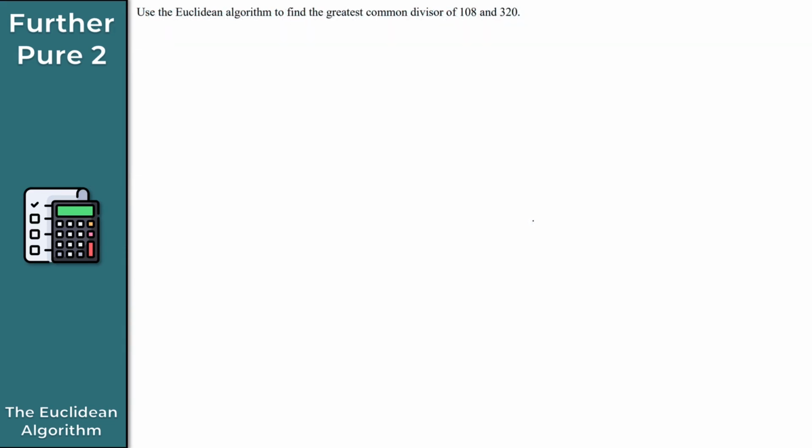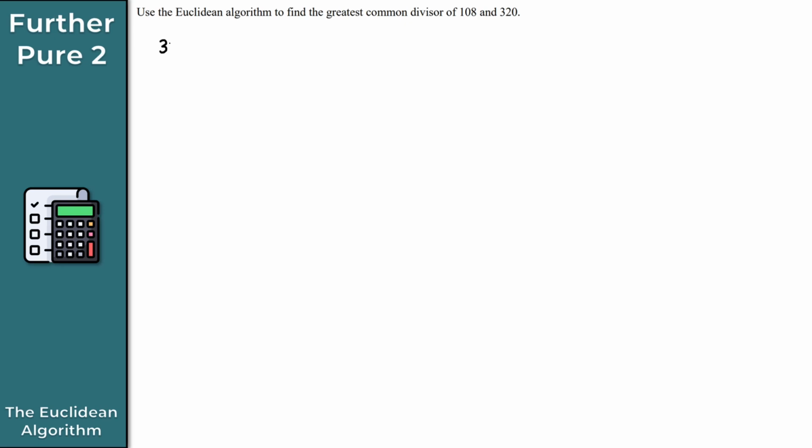Let's make a start with question 1. Now, as we can see for question 1, pretty straightforward. All we want to do is use the Euclidean algorithm to find the greatest common divisor, the GCD, of 108 and 320. So to begin with, we start with the larger of the two numbers, which in this case is 320, right?